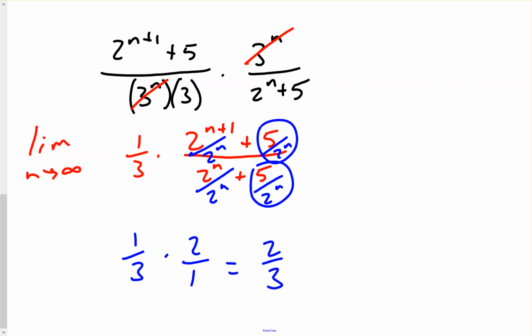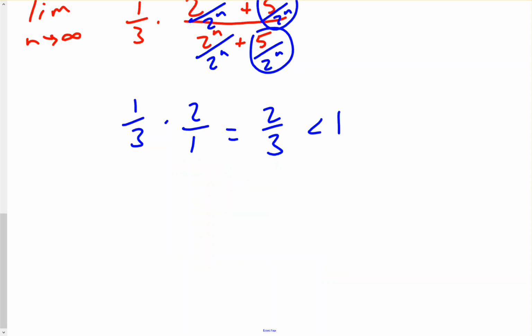Okay, so what does this mean? Because rho is less than 1, right? 2/3 is less than 1. We can say that the series converges, and it converges absolutely. We say that a_n converges absolutely. Okay, any questions on this?